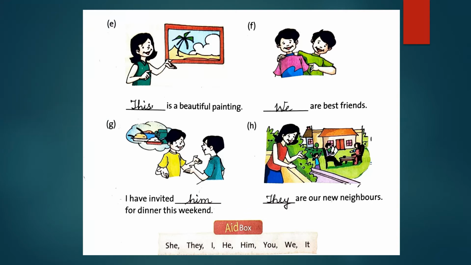I have invited him for dinner this weekend. They are our new neighbors. So this, we, him, they, all these are replacing words. Understood, children?